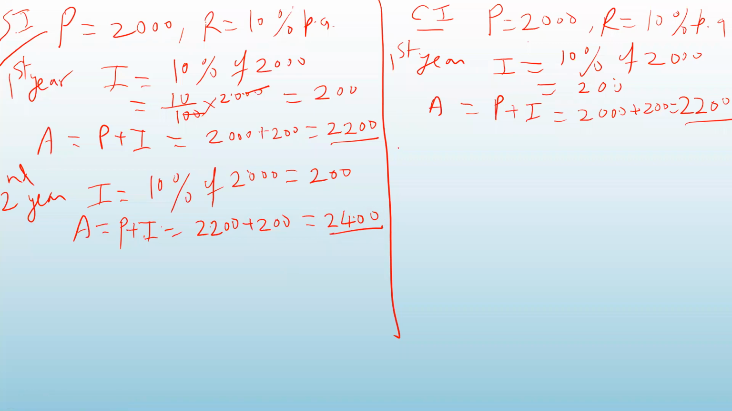Let us see in the compound interest. Second year. In second year, what will be the interest in the compound interest? The interest is 10%, but 10% of what? Not the initial principal. In compound interest, interest is calculated on the amount of the previous year. So what is the amount of the previous year? It is 2200. So interest will be calculated on, means 10% of amount of the previous year, that is 2200. Okay. So what is 10% of 2200?